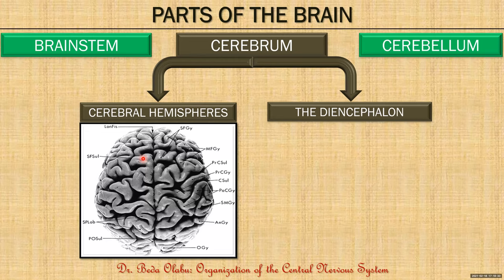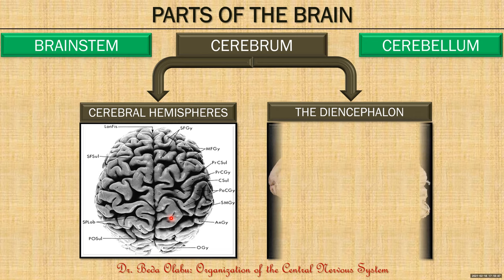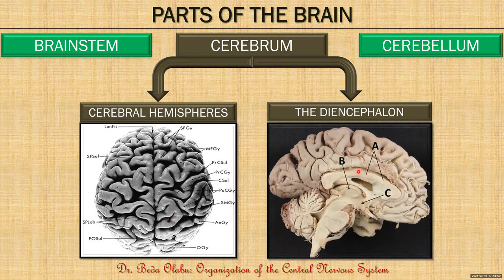Telen, T-E-L-E, telencephalon. It means the cerebral hemispheres. So there's the right and the left hemisphere. And the two hemispheres are joined by this structure here. The structure labeled A is called the corpus callosum. So the right and the left cerebral hemisphere are joined by the corpus callosum. Corpus callosum is a group of axons of neurons that connect the right and left hemisphere. That is the hemisphere, telencephalon.